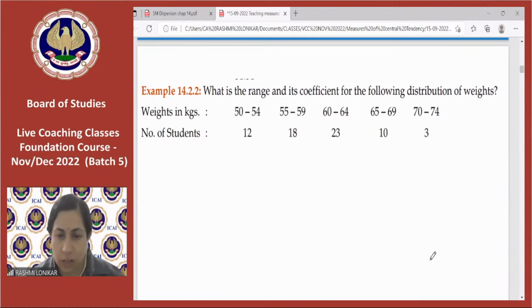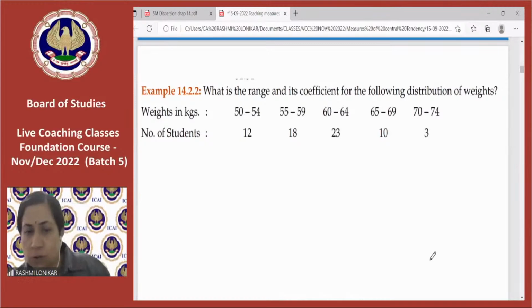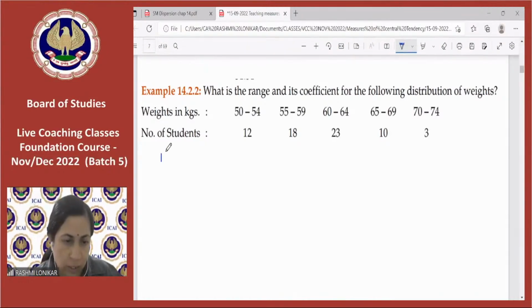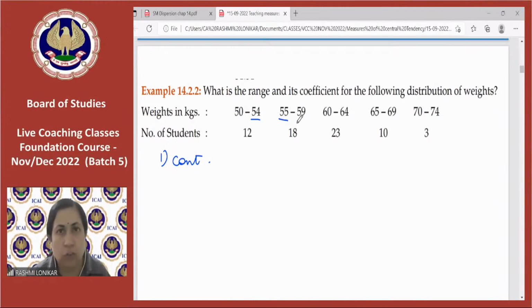Now let us do this for the second question. Now, whenever you have a frequency distribution, how do I find out? So the first step that you need to see is whether it is continuous or not. Now, is it continuous? 50 to 54. After that the second interval is 55 to 59. So I have 50 to 54, then 55 to 59. So it is not continuous.